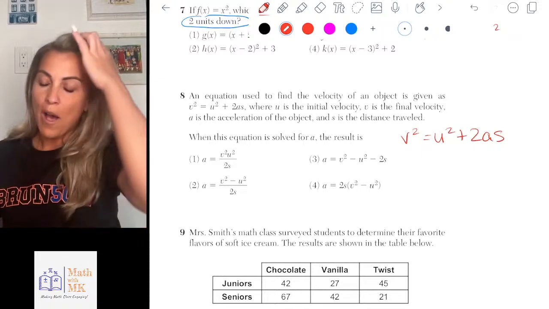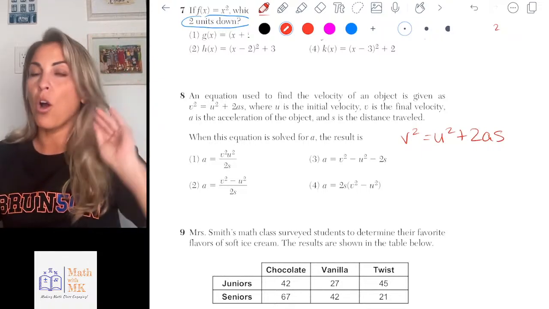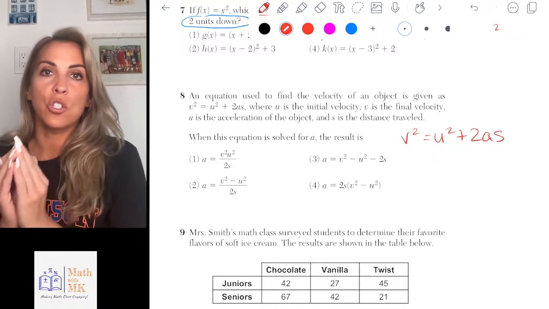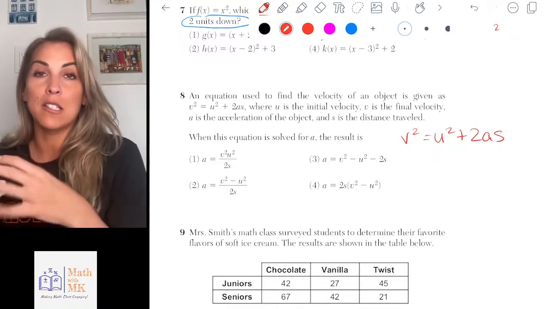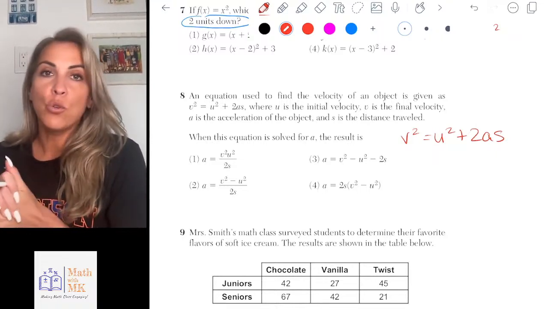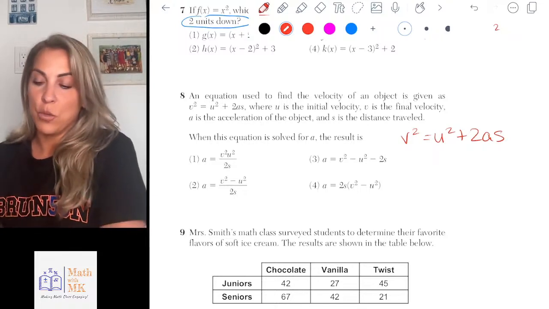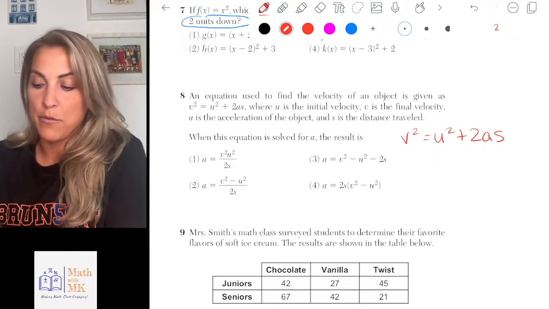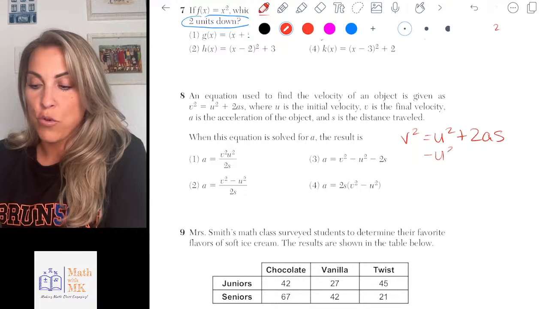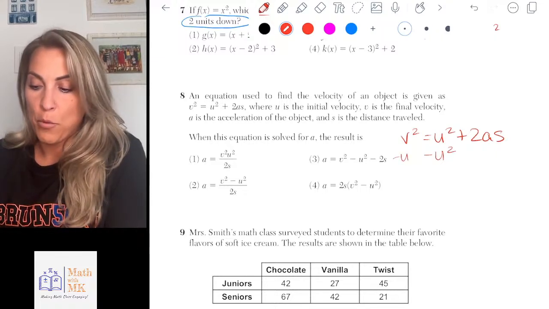I see that a is part of the 2as term, so I don't want to touch that yet because there are other things to get rid of. That u squared that's being added to it, I'm going to get rid of first by doing the inverse operation. So I'm going to subtract u squared from both sides.